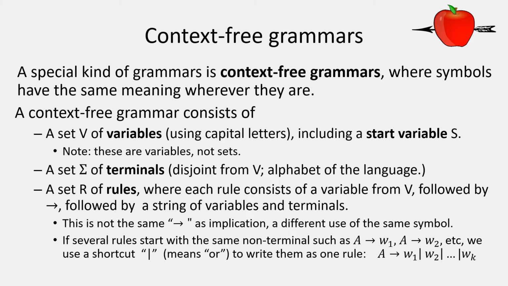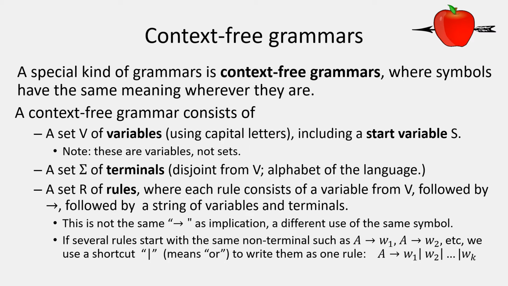And after that, you just put a string consisting of maybe some variables, some terminals, maybe just variables, maybe just terminals. And this rule, called a production rule, just tells you that if you have this variable, then it can stand for whatever string comes from it. For example, if you have a noun phrase in a natural language, it can stand for an adjective followed by a noun, or it can stand for just a noun, or it could stand for something else.